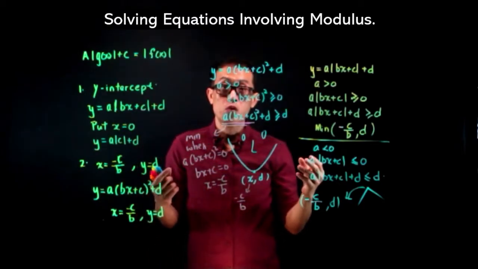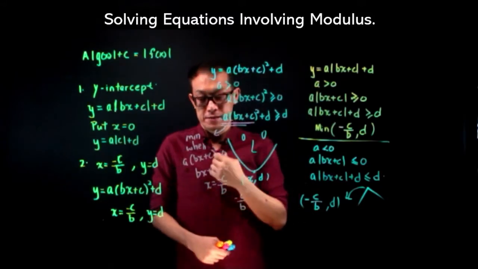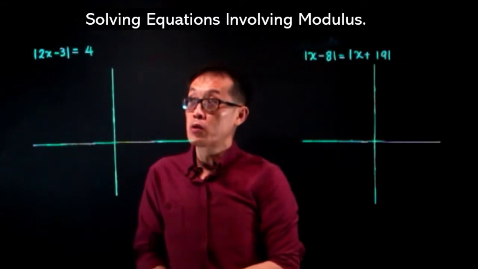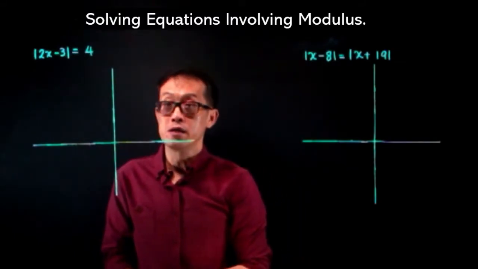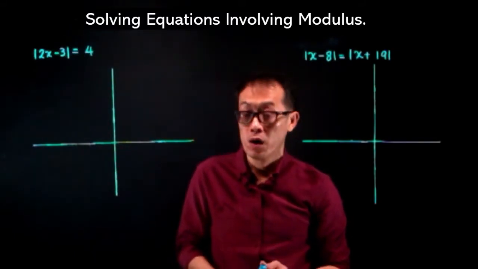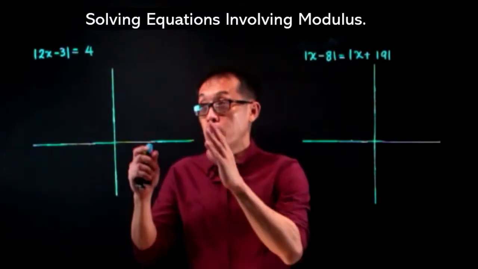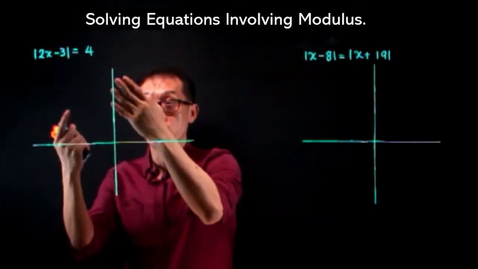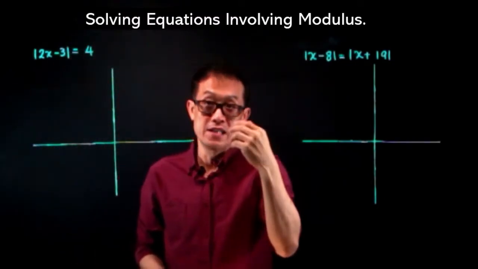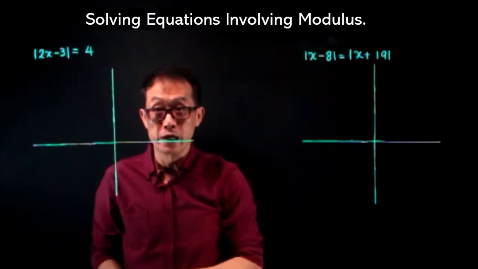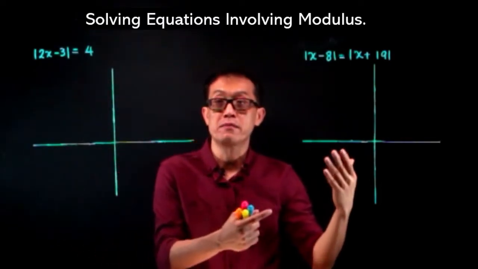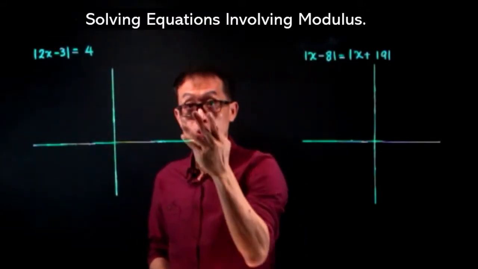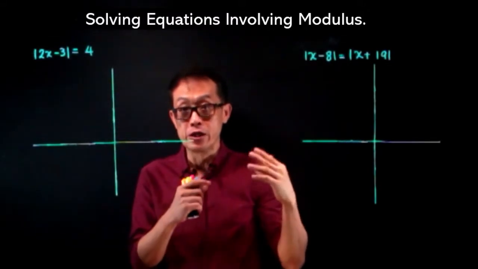Okay, let's move on to some examples. Question 1: mod 2x minus 3 equals to 4. Now, I have no objection if you just put 2x minus 3 equals plus or minus 4 and solve, because this is rather easy if you solve it algebraically. But as you go on, you find that some of the examples are very hard, especially when it comes to inequality, which I will be doing a video on also.